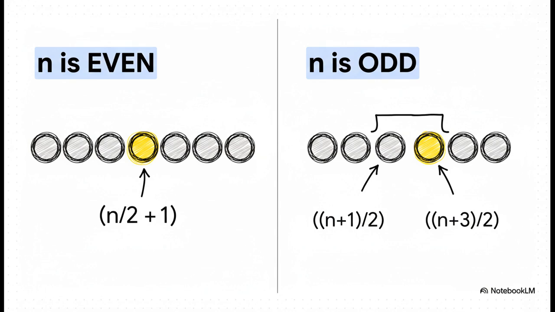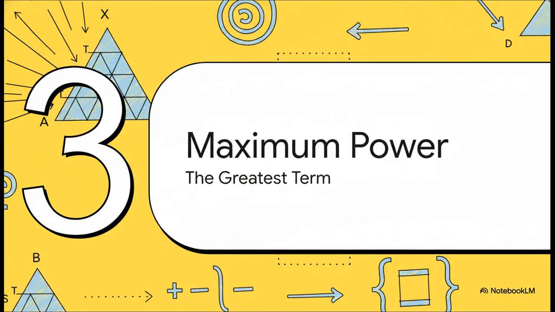It's simple, but you got to know which case you're dealing with. All right, tool number 3. We found a specific term, we found the middle term, but what if we want to find the single biggest term of the whole bunch? The one with the largest numerical value.